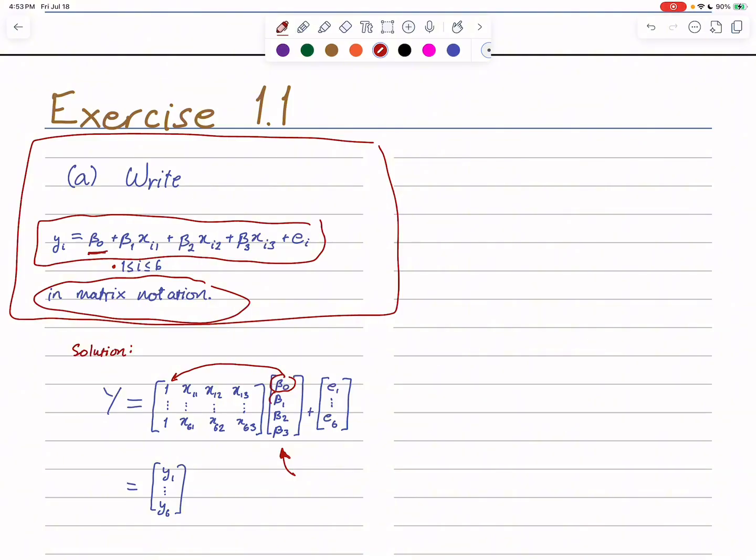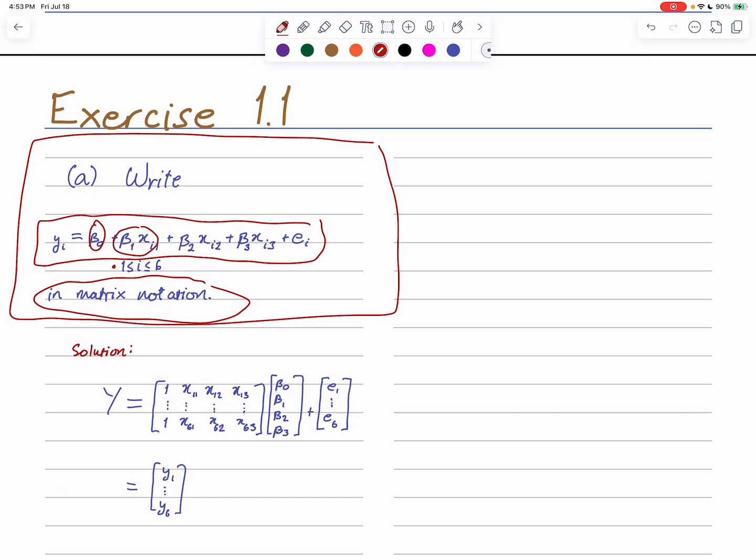You're also going to get this beta 1 times x11, but I haven't talked about that yet. So for now, I just want to focus on the fact that by putting the column of 1s here and the beta 0 here, this guarantees that I'm going to get this beta 0 term in every single one of the equations that correspond to this matrix product. Okay, but now let's talk about this beta 1.